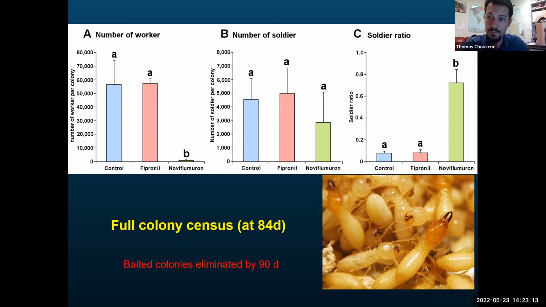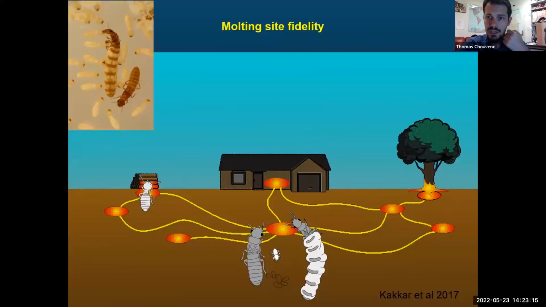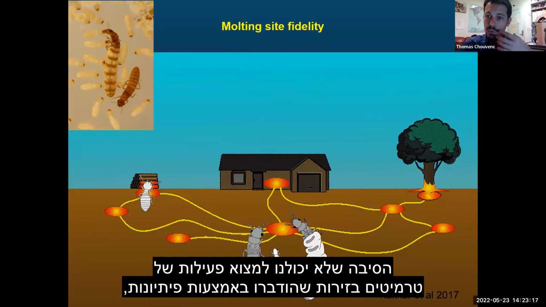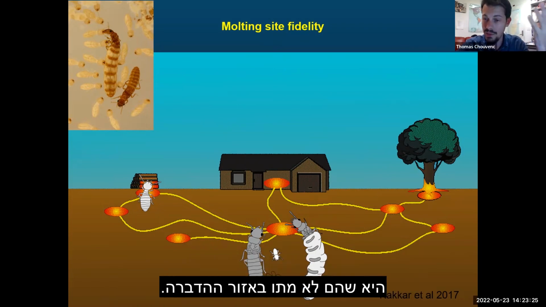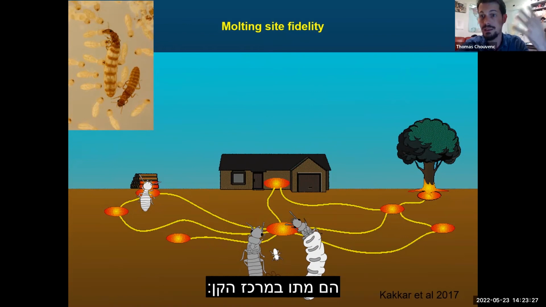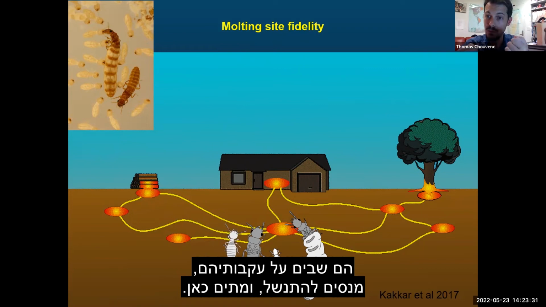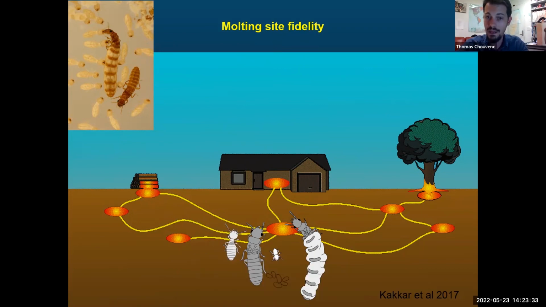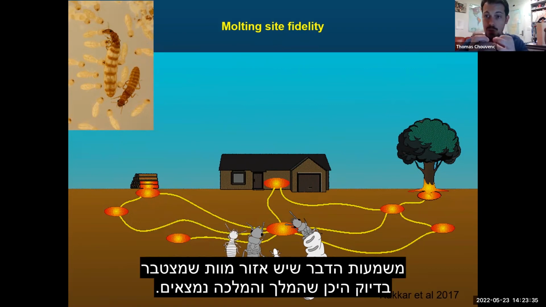So the reason we couldn't find any activity of termites in the arenas that were treated with bait is because they didn't die at the site of treatment. They died back at the center of the nest, as they go back here, try to molt, and die there. This means that you're going to have a death zone accumulating right where the king and queens are.